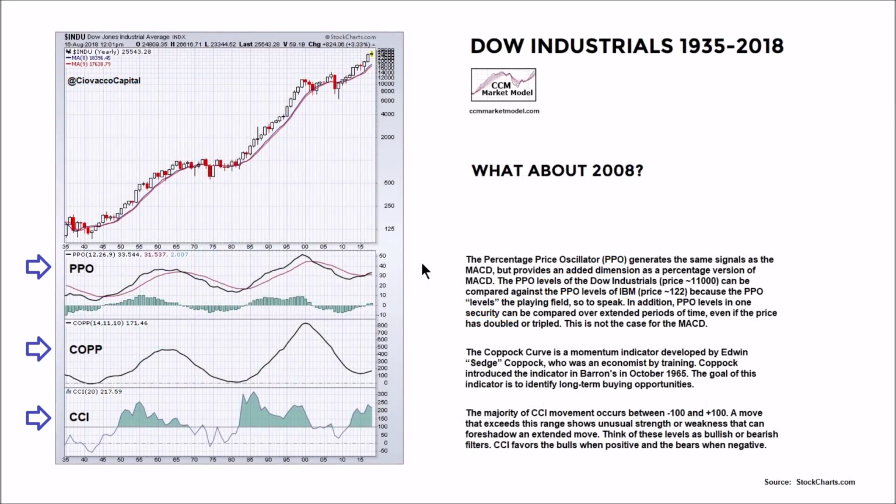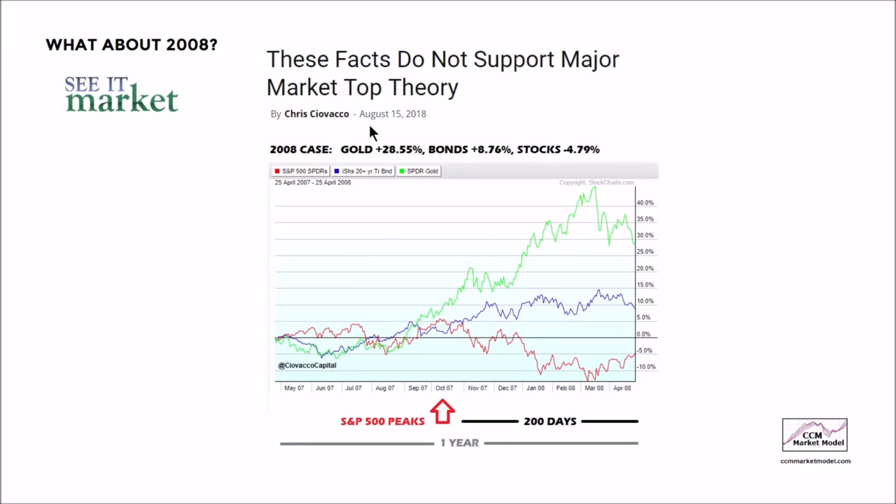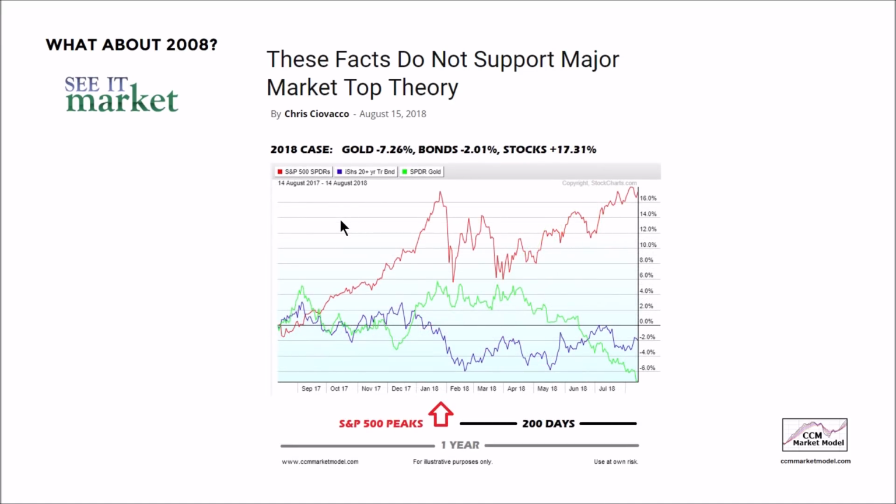Fair question might be, this analysis really doesn't help us with the 2008 scenario. What happens if the present day looks like 2008? We just covered that this week. You can find it by Googling this title here or Googling short takes, finding our blog on ccmmarketmodel.com. August 15th, See It Market. Asset class behavior during the peaking process in 2008 looks nothing like, not even remotely close to, asset class behavior in 2018. You can find these charts in the post by Googling this title here with See It Market.